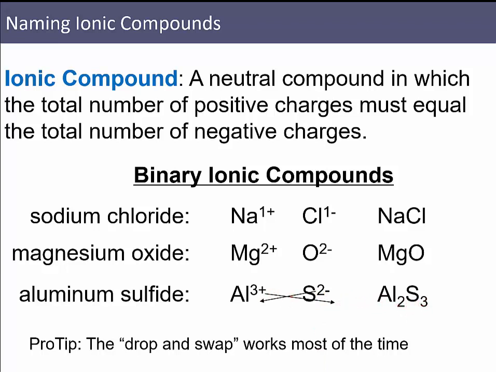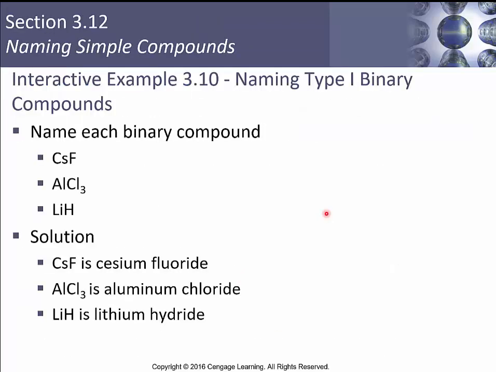It works with these guys too. 1, drop it over to the chlorine. 1, you drop it over there to the sodium. Same thing here. You could do it as 2 and 2, but you simplify that to MgO. All right. So let's look at some of these binary compounds. CsF is going to be cesium fluoride, and AlCl3 is aluminum chloride, and lithium with an H is going to be lithium hydride.